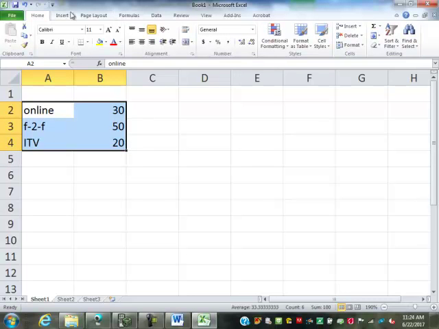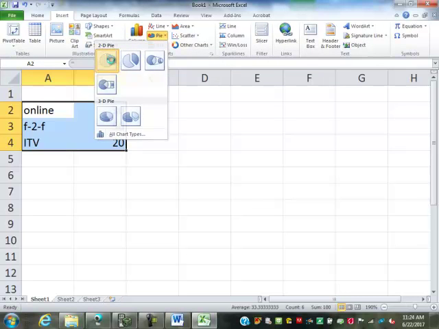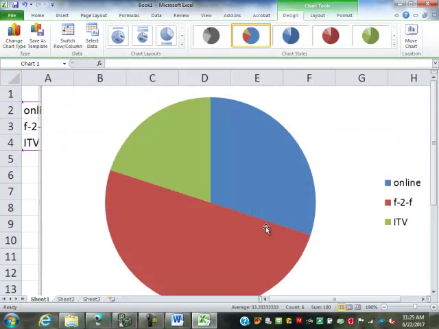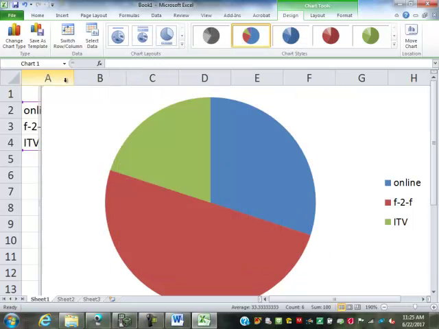Highlight it, go to Insert. They use pie graph instead of circle graph, but there it is. And I can do all sorts of things to reformat it. I can actually put the names in the chart or whatever. I can put the numbers there. I mean, it's that quick.